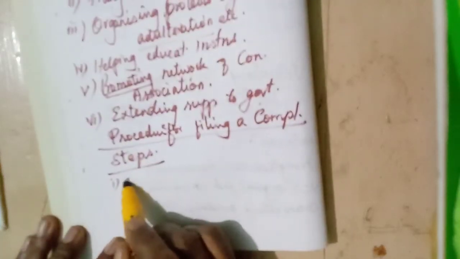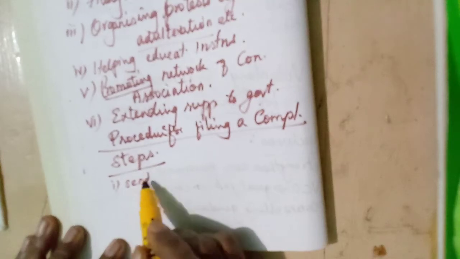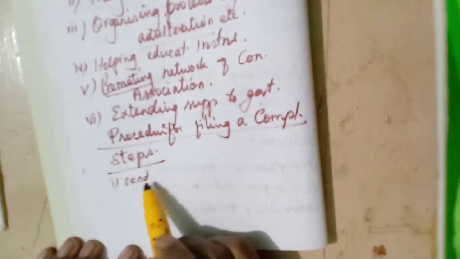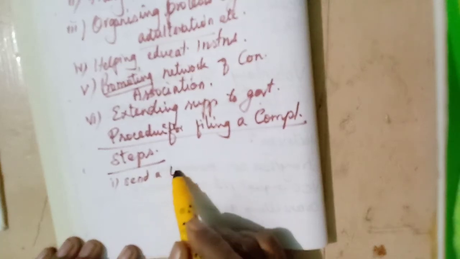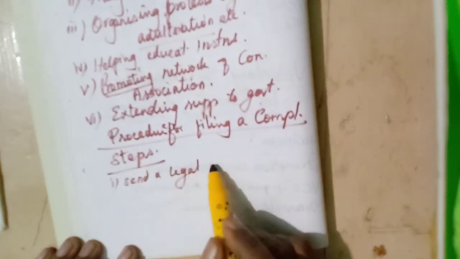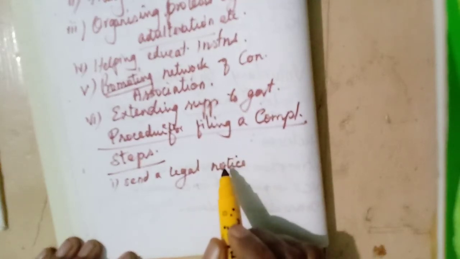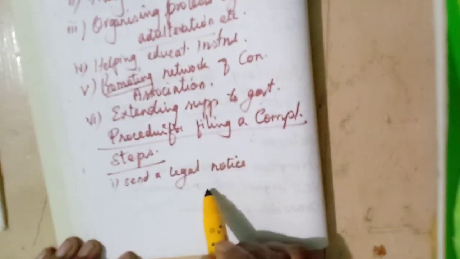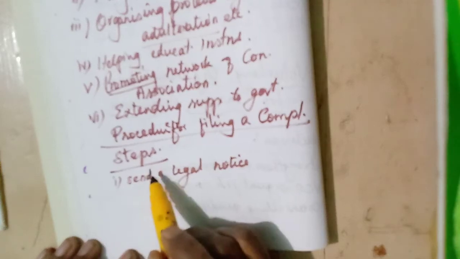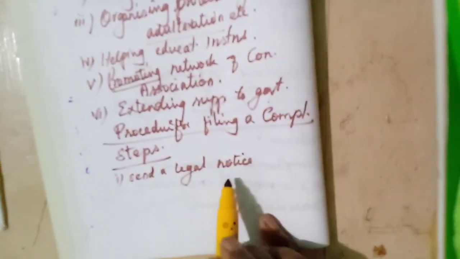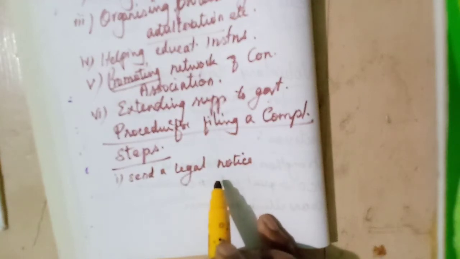They have to send one legal notice to the seller. Students, they have to send a legal notice. Legal notice means from the court. Usually it will be done by the voluntary consumer organization only. We ordinary persons cannot have time to get a legal notice, isn't it? That itself will take many formalities.